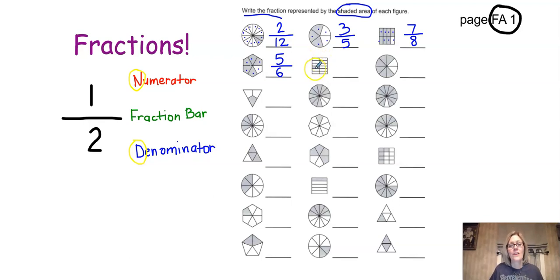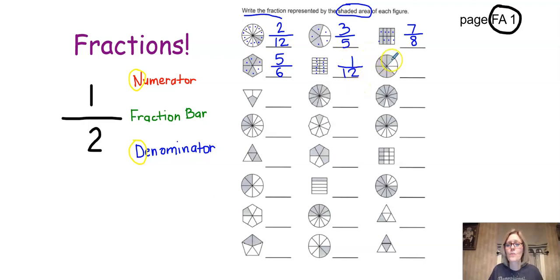All right, so this is a little teeny one, but you can see it better on your paper. So let's count the pieces and figure out what the whole thing is. 1, 2, 3, 4, 5, 6, 7, 8, 9, 10, 11, 12. Wow. There's another one that had 12 whole pieces and only 1 is shaded. And that's called 1/12, or 1 out of 12 shaded.